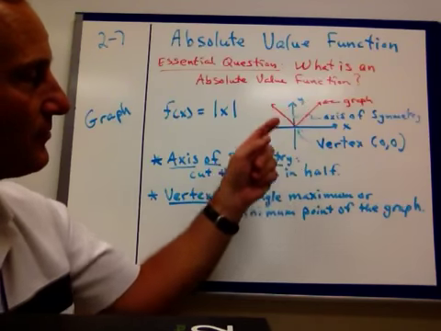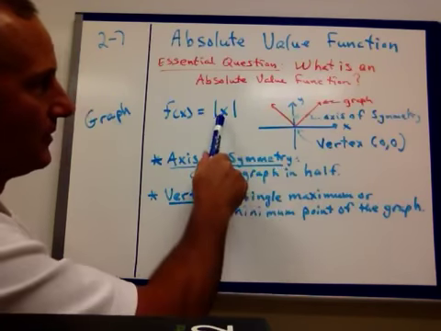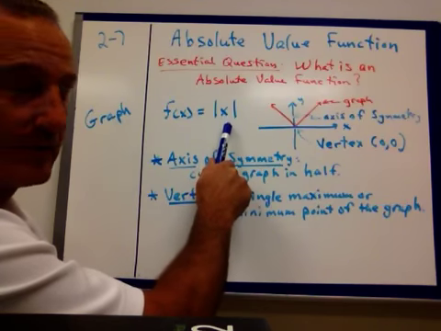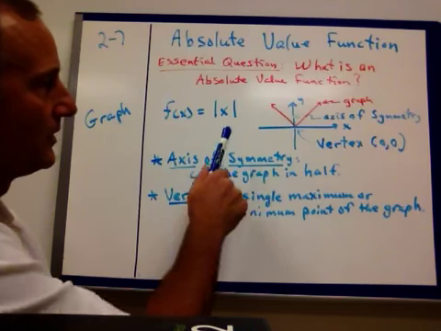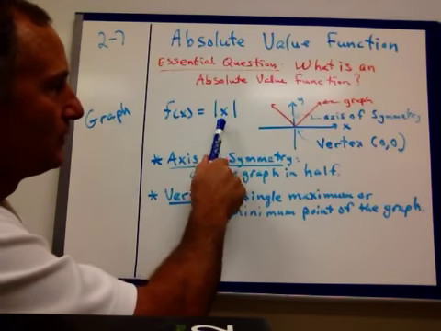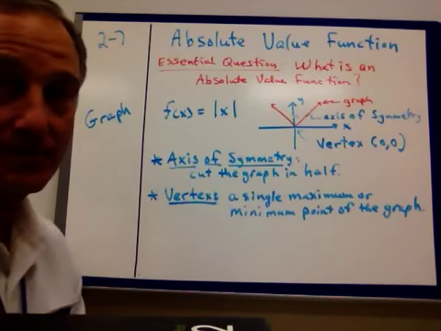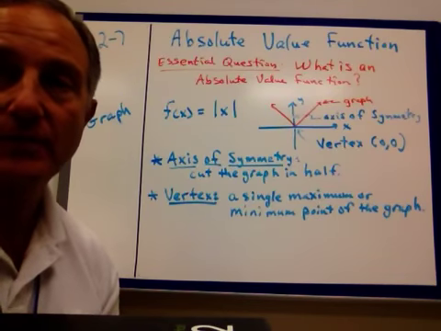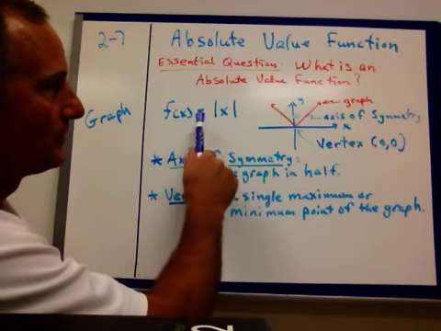And then here's the graph right here. And if you think about it, you notice how it goes up both ways. If you put 0 in here for x, the absolute value of 0 is 0, so y would be 0. So you get 0, 0, your vertex. If x was 2, the absolute value of 2 would be 2. You'd have 2, 2. If x was negative 2, the absolute value of negative 2 is positive 2. So you'd have the coordinate negative 2, positive 2.